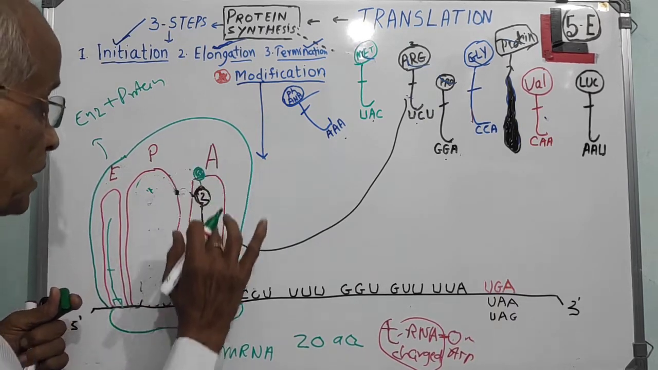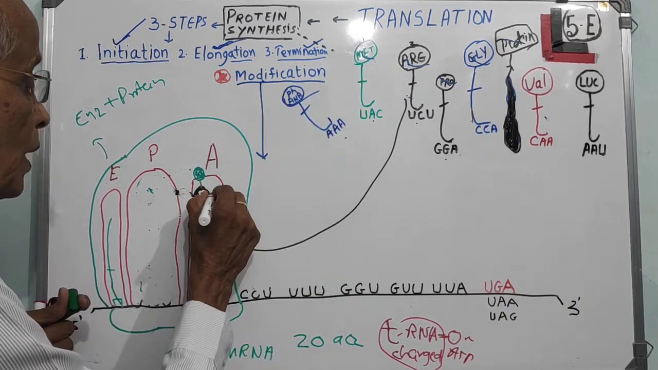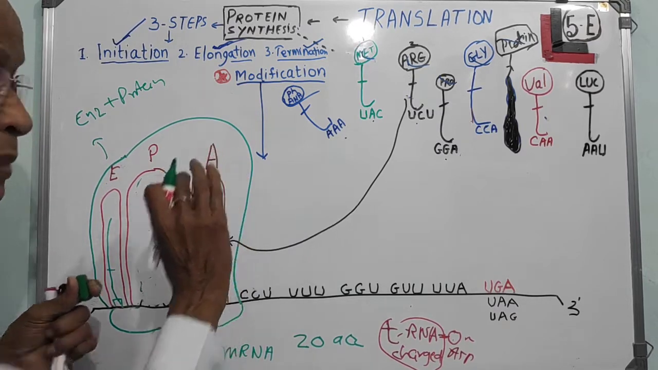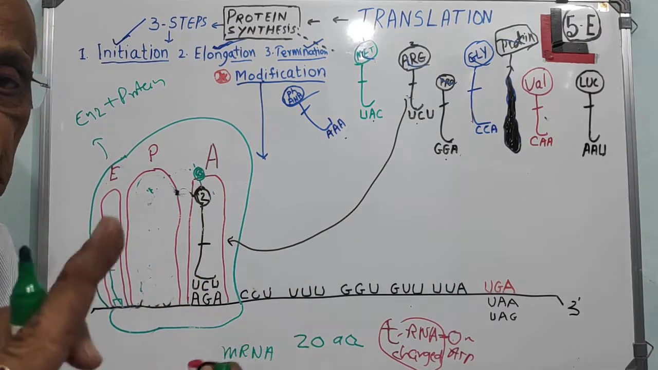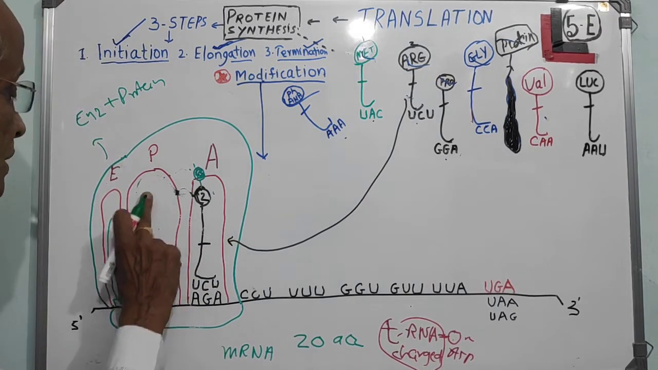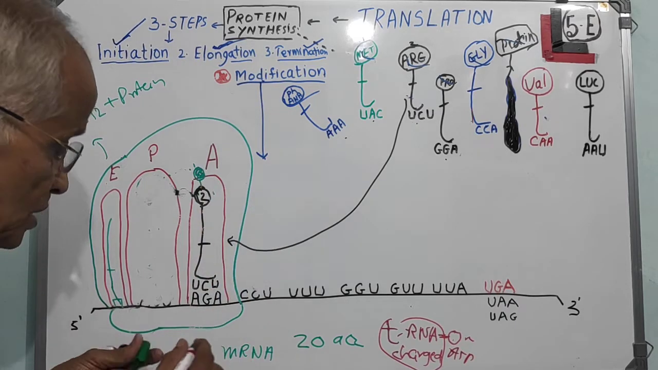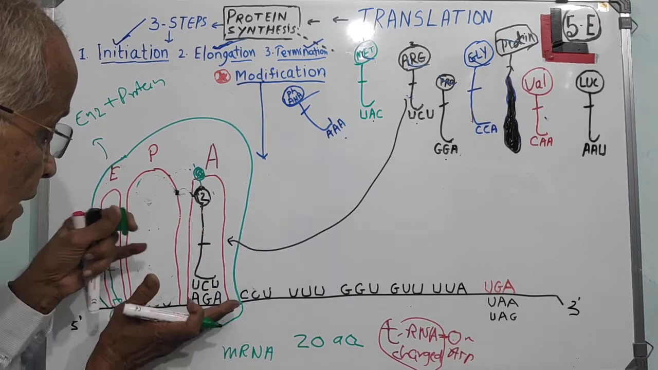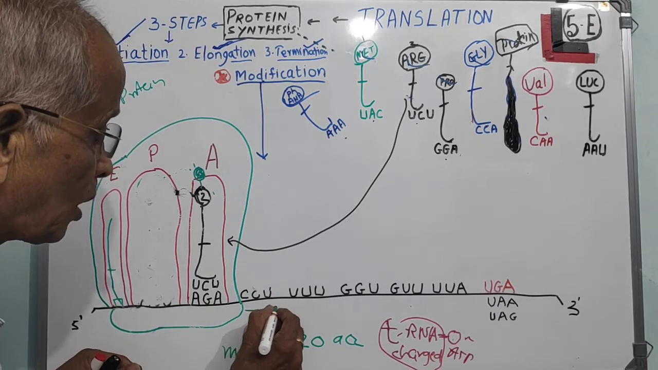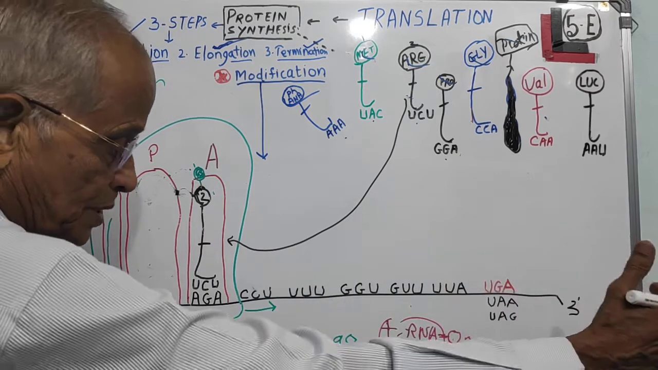So now on the A site, we have number one, number two. Two amino acid molecules are added, that is one peptide link has taken place. Now this site, P site, is vacant and A site is full. At this point of time, the entire ribosomal sequence moves one codon away towards 3' end.